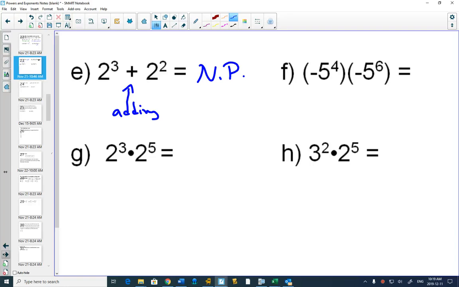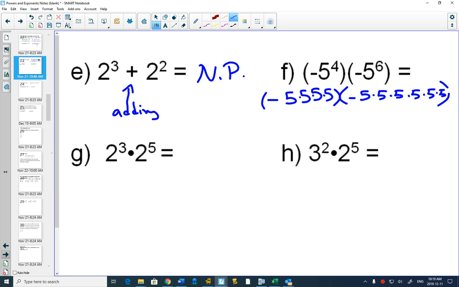F is a little bit tricky because the negative isn't with the 4. So if I wrote this in expanded form, there would be one negative and then 4 4s, one negative. So if you're a little bit unsure, write it out in expanded form.